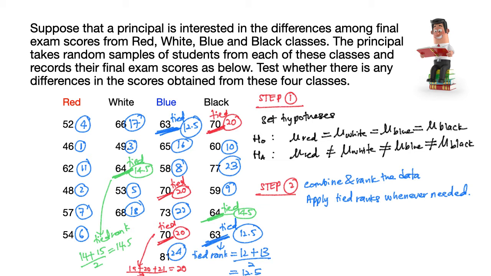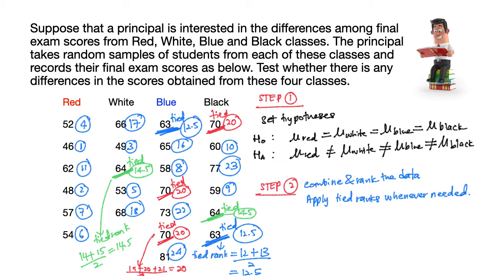So we start the first rank with 46, which is the lowest value, followed by 48 as the second rank, 49 as the third rank, 52 as the fourth rank, and so on. You can see that there are two 63s, so we have to apply the tied ranks. And the ranks that are supposed to be assigned for these 2 values are 12 and 13. But we cannot apply 12 and 13 as usual, so we have to find the tied rank, which is actually the average of 12 and 13, which is equal to 12.5. So we assign 12.5 to both of the values.